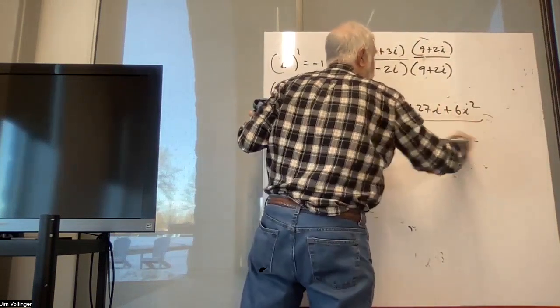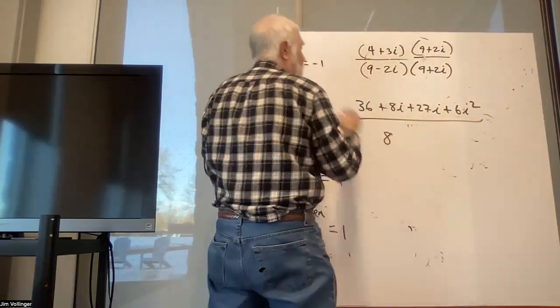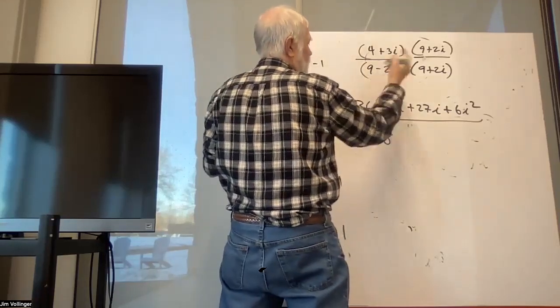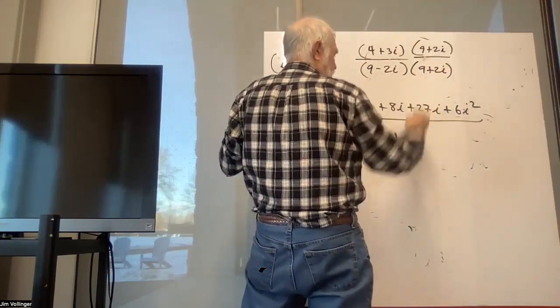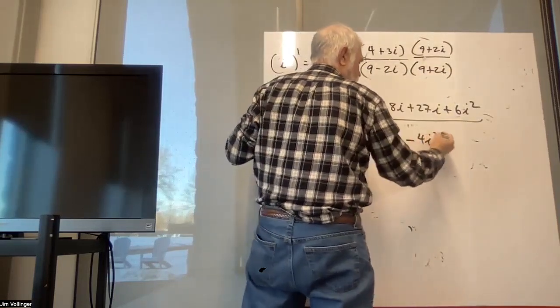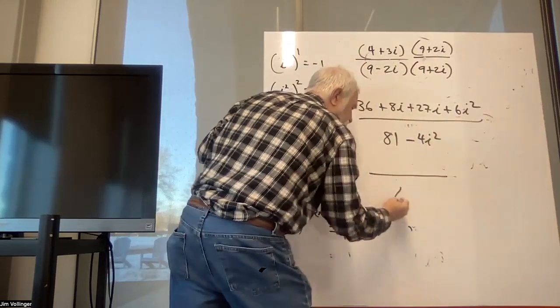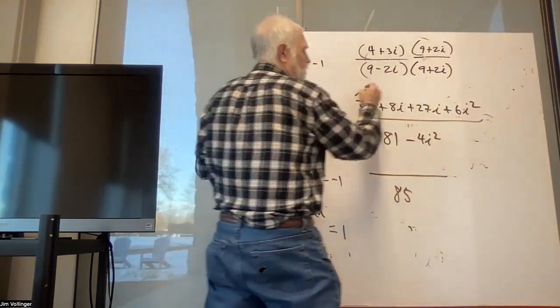In the denominator, I'm getting 81. I mean, you square that and you square that, you're going to get 4, and 81 plus 4 is 85. So 81, middle terms cancel, I get minus 4i squared. Okay, so what do I get in the denominator? There's your 85. We can do this in our head.